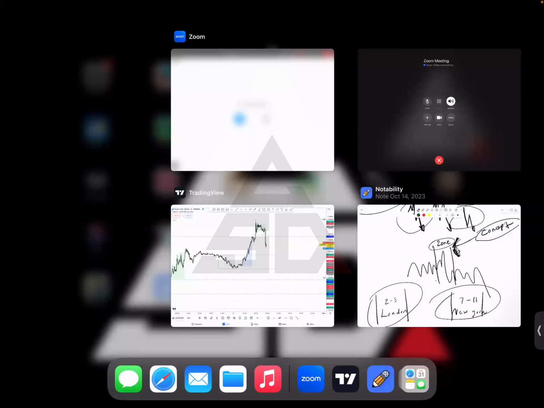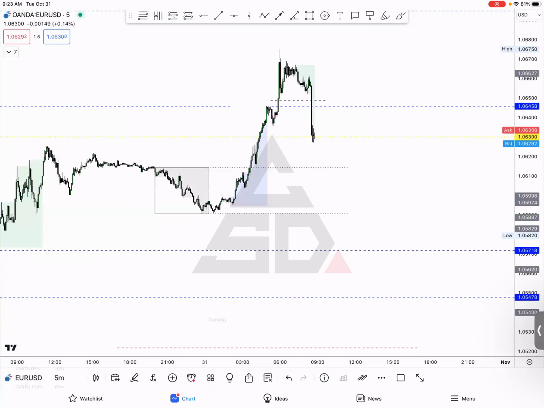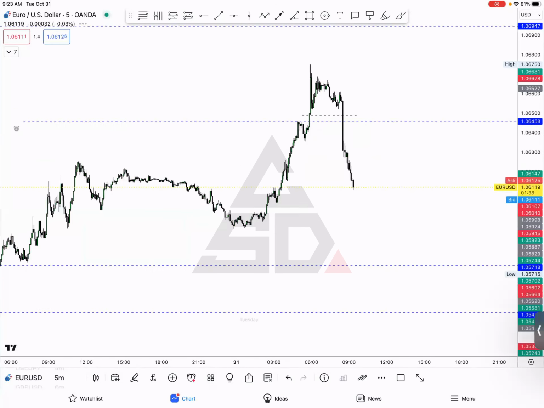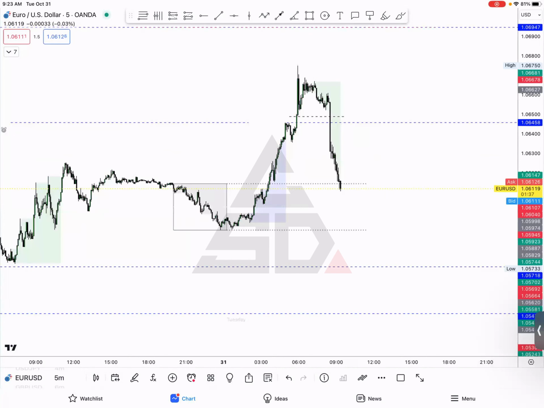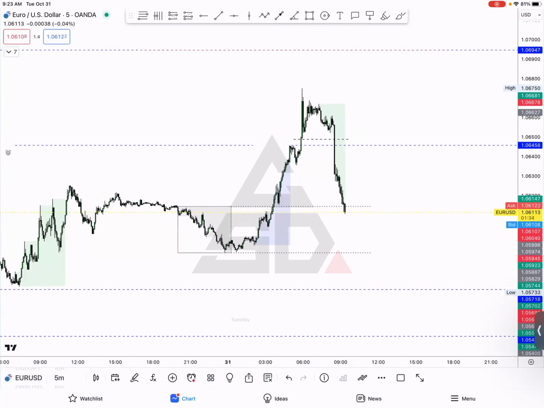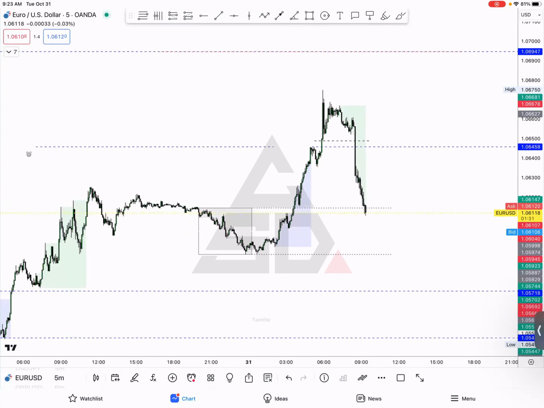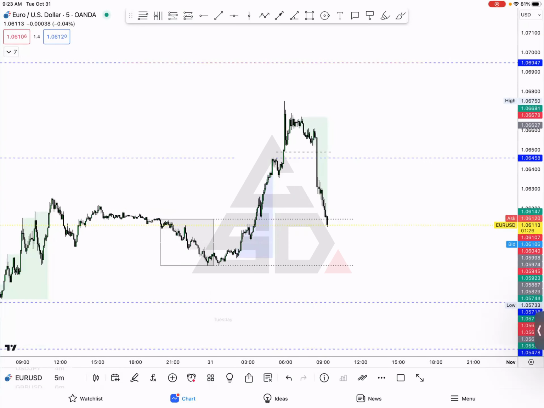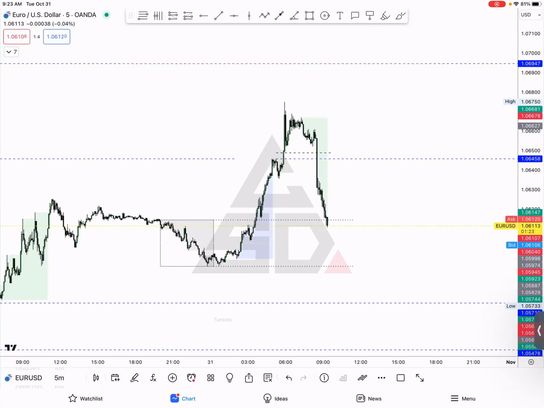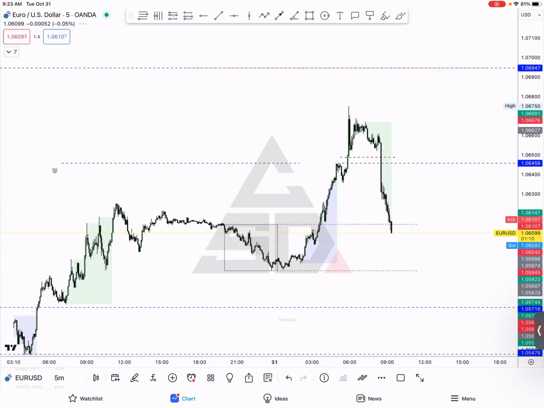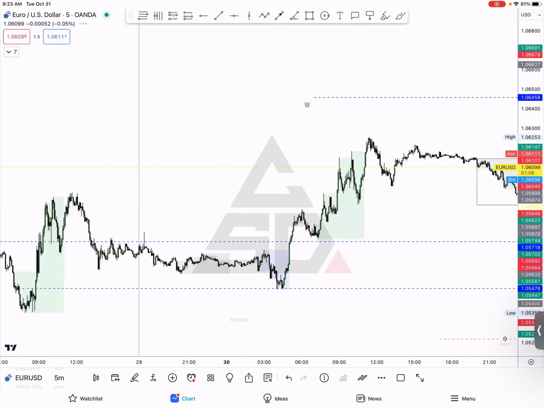some chart work. Today is the 31st of October. As you can see, this is today's price range. We have an overextended London. Just for the purposes of this video, the gray is Asian, blue is London, and green is New York. So that being said, we're going to move forward and get into the topic at hand, which is identifying the breakers.